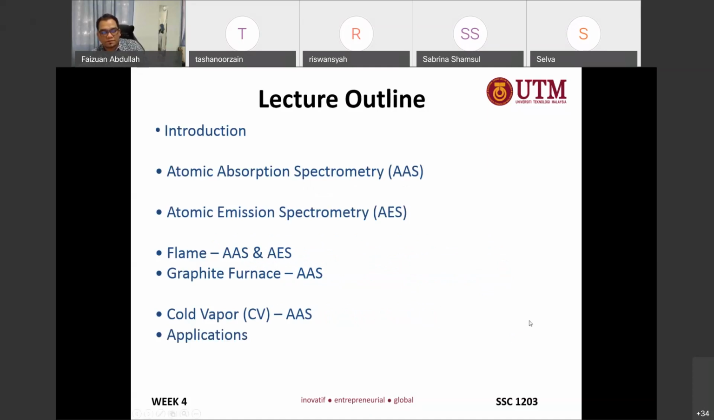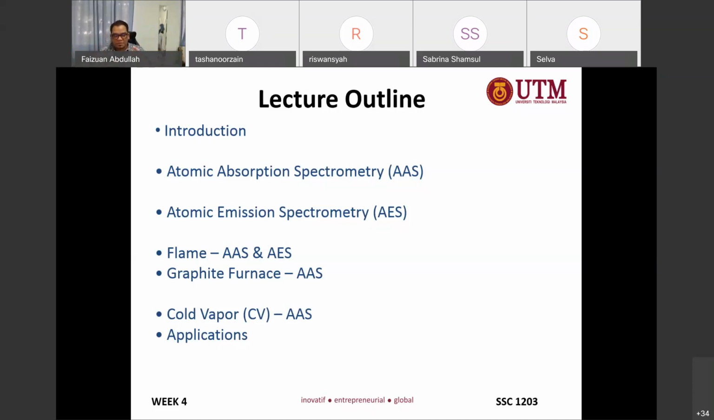The first instrument is atomic absorption spectrometry, AAS, and then one of the instruments that also applies this spectroscopy method. We also will learn about AES, atomic emission spectroscopy. For AAS, the concept of the instrument is that our analyte absorbs the light, and the amount absorbed represents the concentration of the sample.